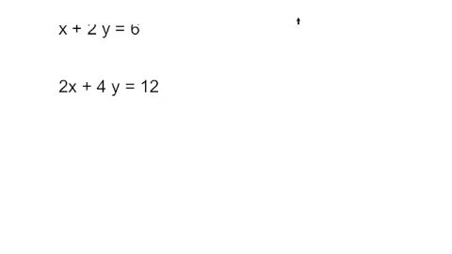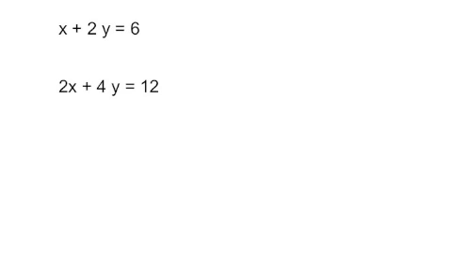Let me try again with my third example. I'm looking at these two equations. My first one is x plus 2y is equal to 6. My second one is 2x plus 4y is equal to 12. Let me show you something really quickly. Even though these two equations look different, they're actually the same. They produce the same line. And here's the reason why.